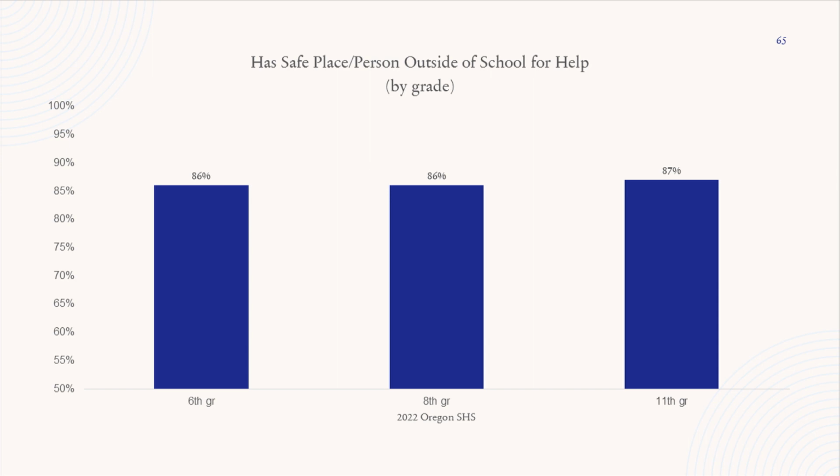Although there are a myriad of mental health challenges that youth are experiencing, there are some mental health protective factors too. So here we see that across grades, more than 85% of youth have a safe person or safe place outside of school that they feel that they can go to for help.